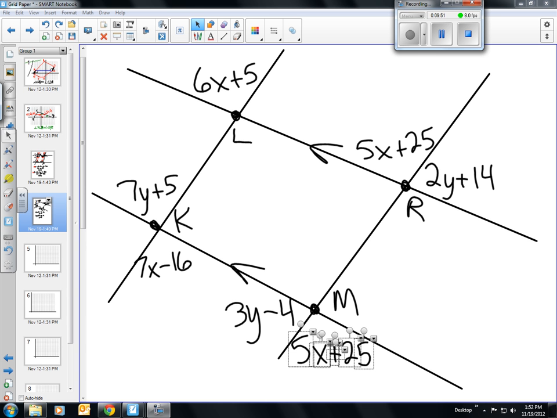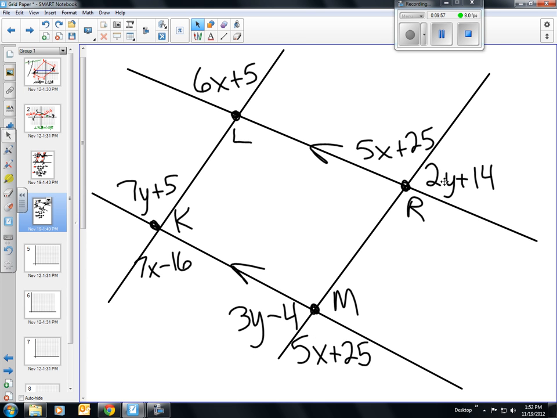But that really doesn't do us any good. We could also say that the 2y plus 14 and the 3y minus 4 would be equal to each other. Or we could say 7x minus 16 and the 6x plus 5 would be equal to each other. And those would be two ways to solve it. You would not, however, say that 6x plus 5 is equal to 5x plus 25 here.